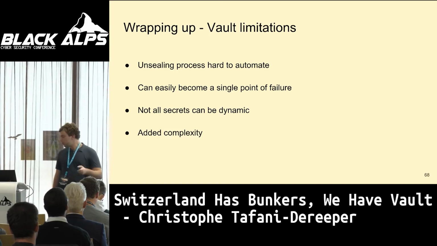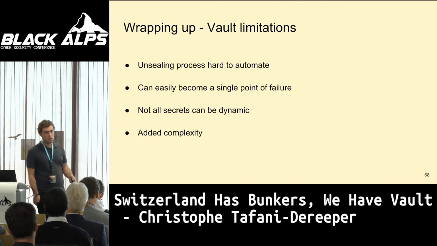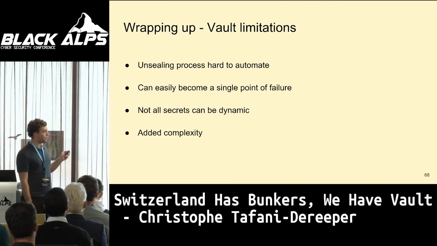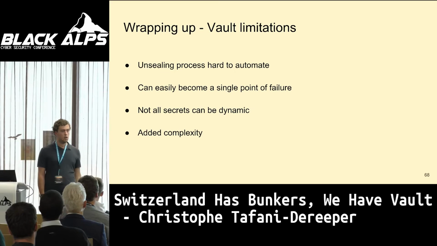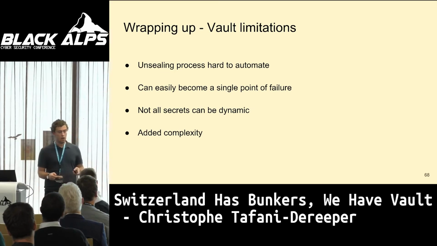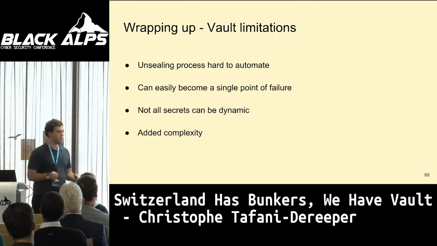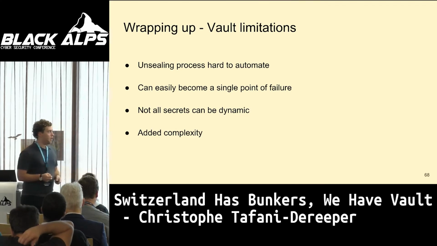So we just spent 42 minutes praising Vault, but obviously it has some limitations. So first one being that the unsealing process is hard to automate, because typically when you restart Vault or when you start it up, there is some manual interaction required. You have to have multiple people providing their share of the master key, so it's hard to automate. And the way to automate it is most of the time using an HSM, so it's pretty expensive and hard to do, although you can do it.